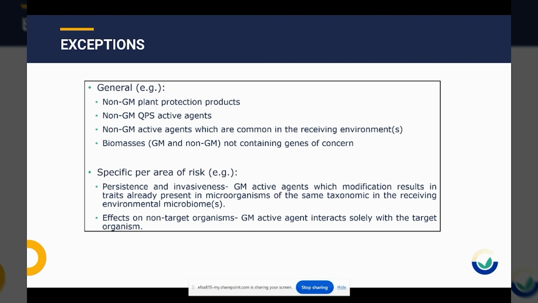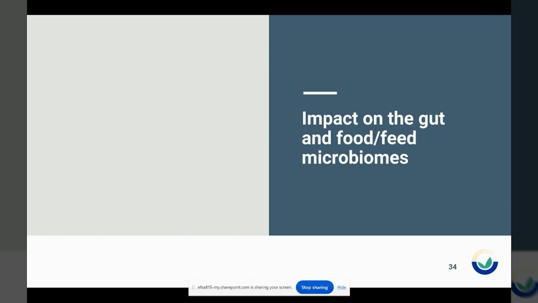For example, non-genetically modified plant protection products and non-GM active agents which are QPS, as well as non-GM active agents which are common in the receiving environments, and biomasses not containing genes of concern will not need to follow the environmental risk assessment. And for each specific area of risk, there are also cases which are exempted. For example, GM active agents which interact solely with the target organisms do not need to be assessed for effects on non-target organisms.